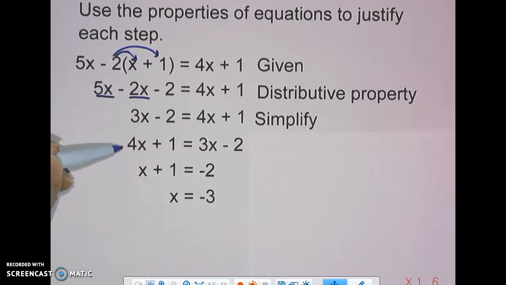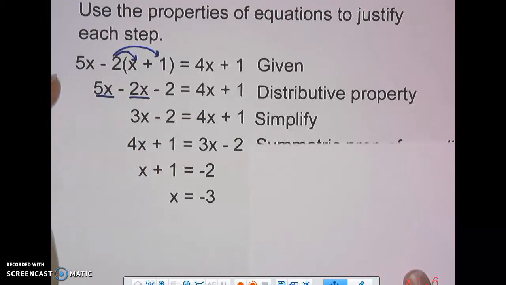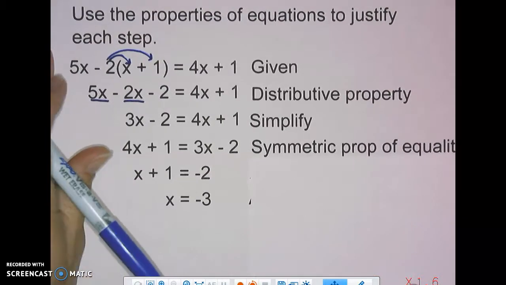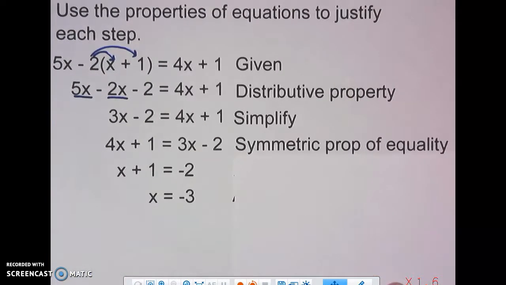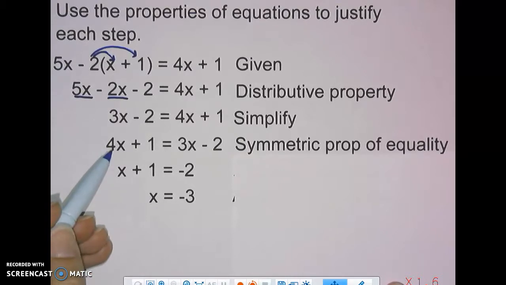All right, next step here, we have 3x minus 2 equals 4x plus 1. The next step down, 4x plus 1 equals 3x minus 2. Well, what the heck happened there? Well, I noticed that these two things flipped sides with each other. And when things flip sides with each other, that's going to be the symmetric property of equality. Now, I'm assuming that this person did this step to get the bigger variable coefficient to be on the left-hand side of the equal sign. Okay, so that's not a necessary step, but we have to follow what this person did.